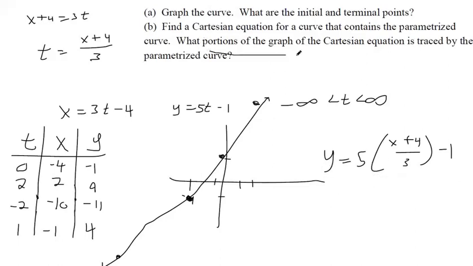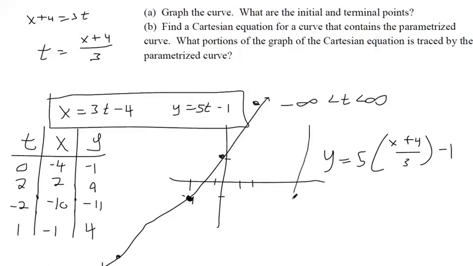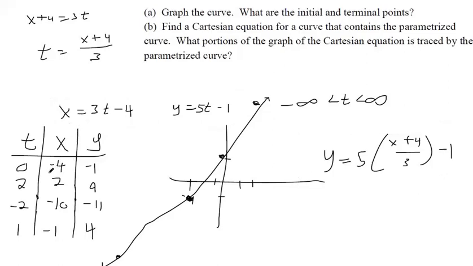What portions of the graph of the Cartesian equation are traced by the parameterized curve? Everything. There's no funny business. There's no part of the domain of this that doesn't exist here, right? One problem would be if you could get, like, x equals negative 4 in this graph, but you couldn't get x equals negative 4 in this graph, then that would be a portion that was missing in the Cartesian equation.